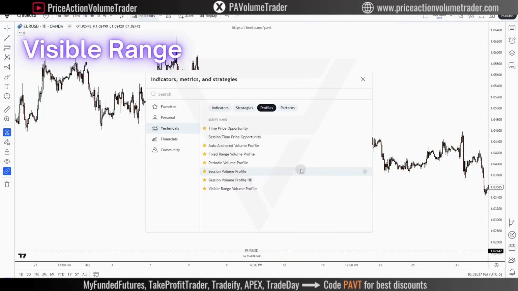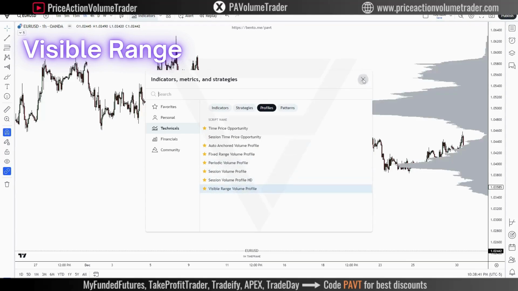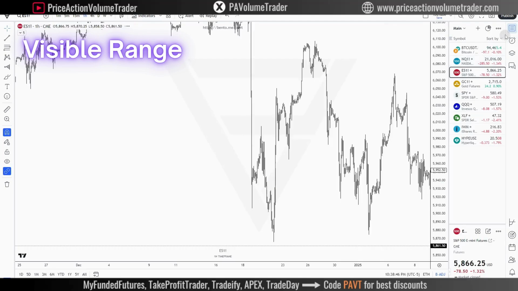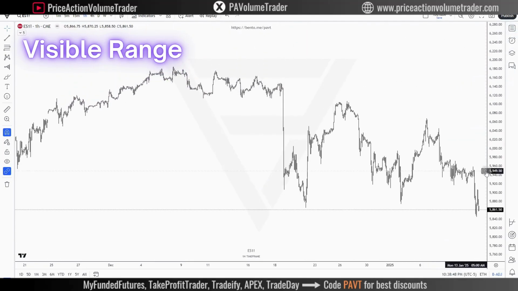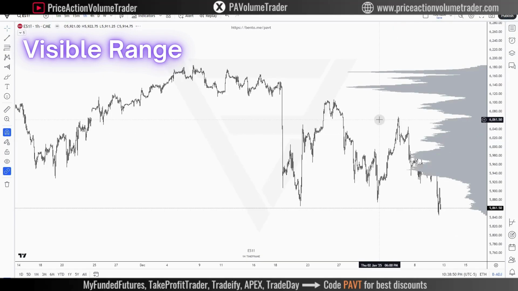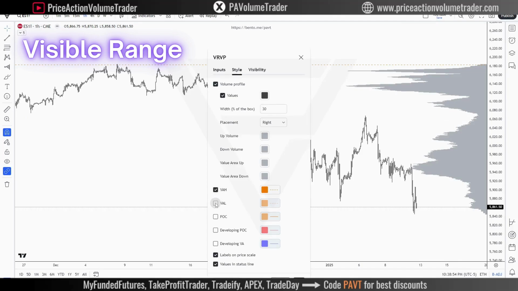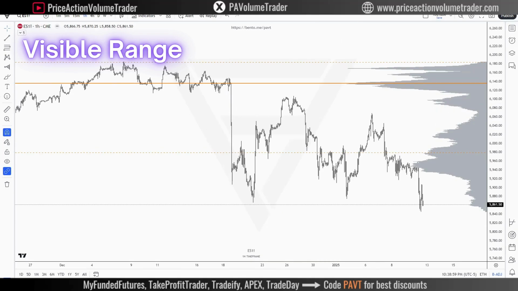The next type of profile that we're going to talk about is called the visible range volume profile. The visible range profile is going to be a dynamic profile that is going to show you a profile of whatever is on the screen at the time. So you can see, for example, here, this is the highest point and the lowest point. So that coincides with the visible range profile.